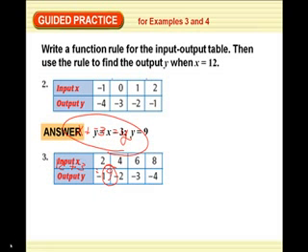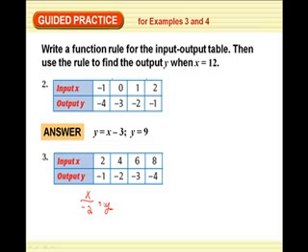Oh, sorry, I wrote all over that one. Let me get that back here. All right. It's getting smaller, so I might have to subtract. Maybe divide. That's it. Divide by -2. So x divided by -2 equals y. 2 divided by -2 is -1. 4 divided by -2 is -2. Yep. And when I put in a 12, it would be -6. There we go.